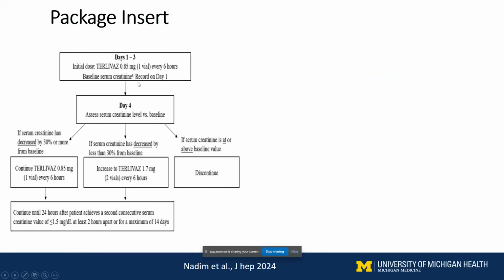So this is the package insert. Basically, start terlipressin at 0.85 milligrams IV push every 6 hours and assess the serum creatinine at day 4. If serum creatinine has decreased by 30% or more, then you continue it every 6 hours, and continue until 24 hours after the patient achieves a second consecutive serum creatinine of less than 1.5. If the serum creatinine has decreased by less than 30%, they recommend increasing the dose. And if the serum creatinine is at or above baseline, then discontinue.